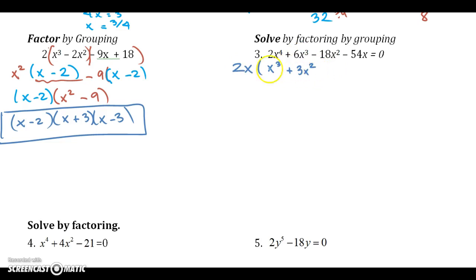That's me checking myself as I go along. 2 goes into here, negative 9 with an x left over. And then 2 goes into 54 27 times. Go ahead and check my math.